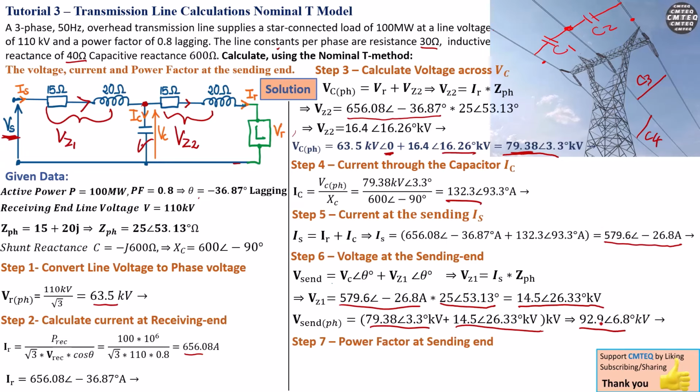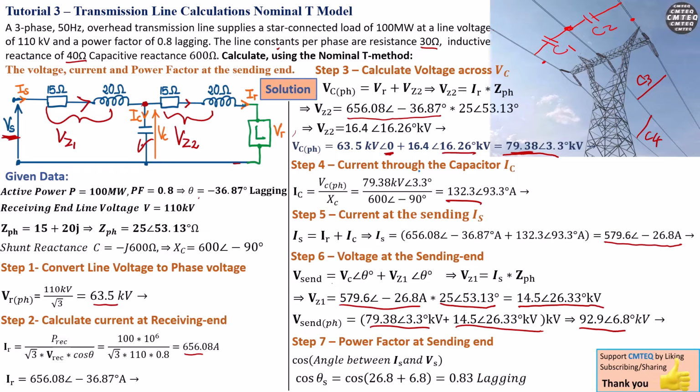Great stuff. Now moving on, step 7, the power factor at the sending end. This is very important because the power factor at the sending end is what helps you find the power at the sending end. Once you have the power at the sending end, like we said in the previous tutorial, you can find the efficiency and many other parameters necessary for your line. The power factor at the sending end is always the combination of the angle of the sending end current with the angle of the sending end voltage, so that's cos of the angle between IS and VS.